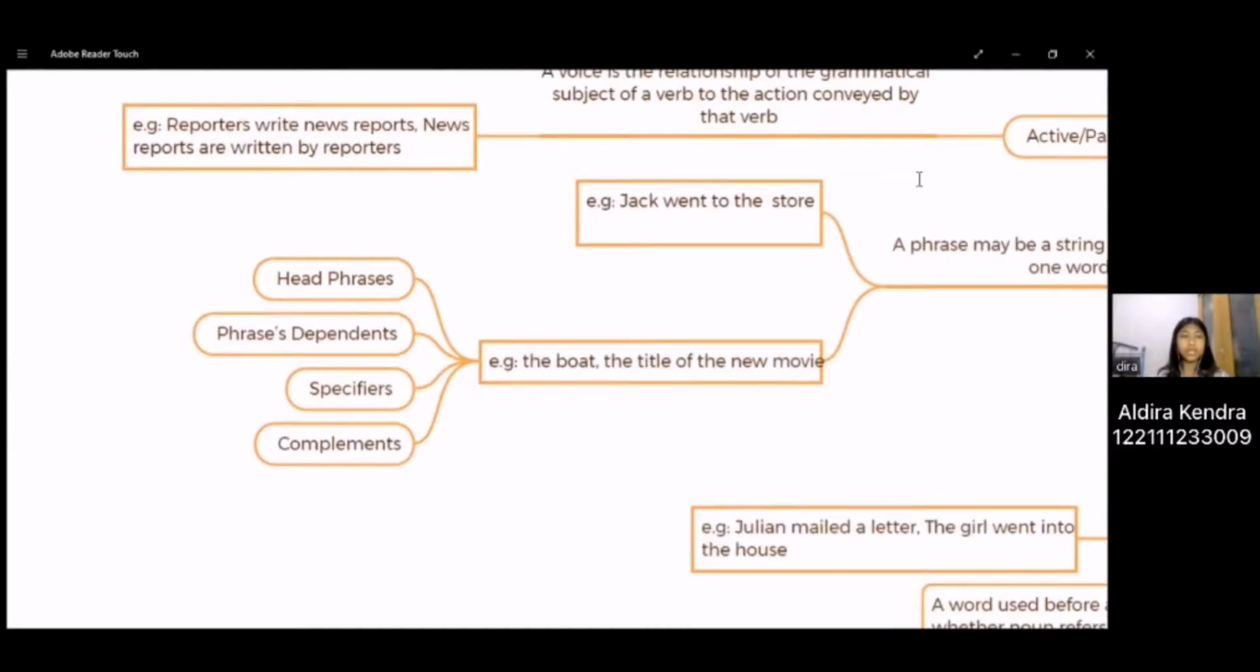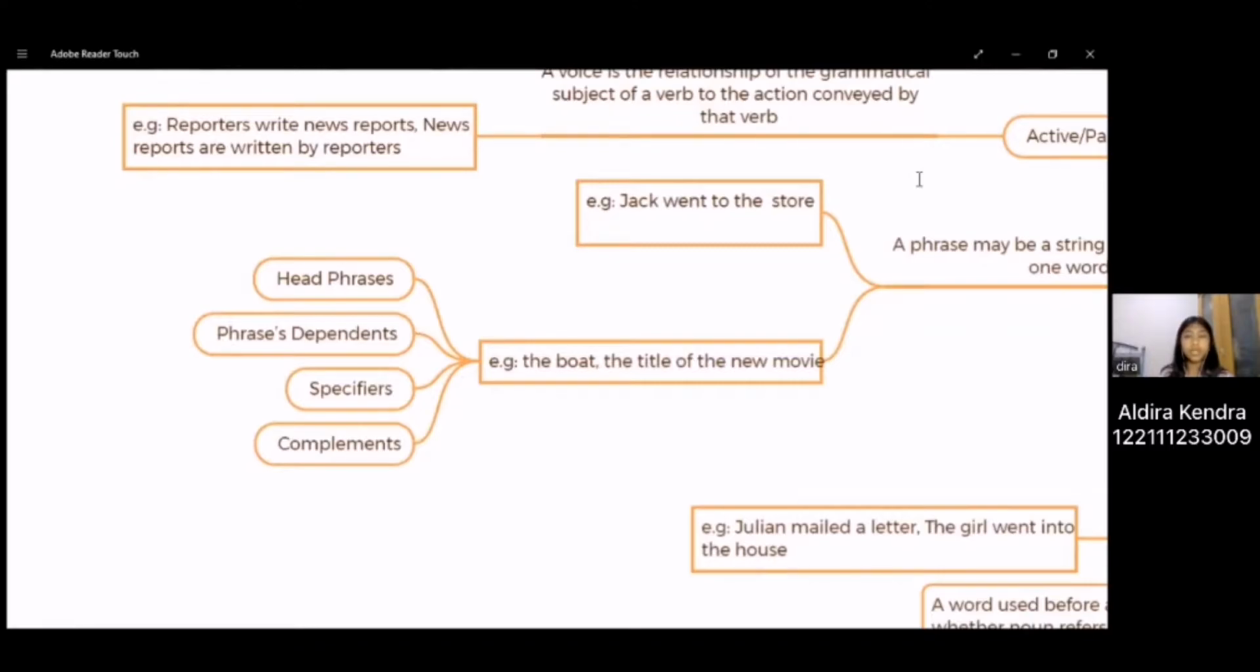For example, in the phrase "in the boat," the is the specifier. And the next example is the title of the new movie. The is the specifier, and of the new movie is the complement. The specifier makes the meaning of the head more precise.